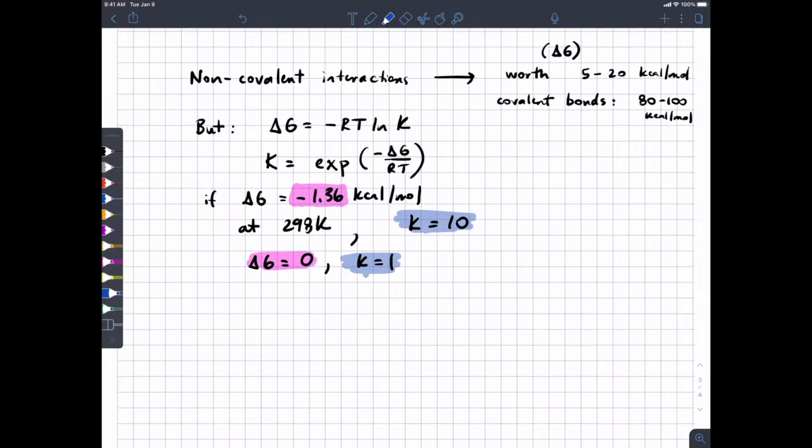And of course, each 1.4 kcals per mole is worth a factor of 10 in equilibrium constant. So if an interaction were worth, say, 5 kilocalories per mole, now you're looking at an equilibrium constant of like 10,000 or something like that. It can dramatically bias equilibria in biological processes. And so these interactions are important for understanding the organic chemistry of biology.